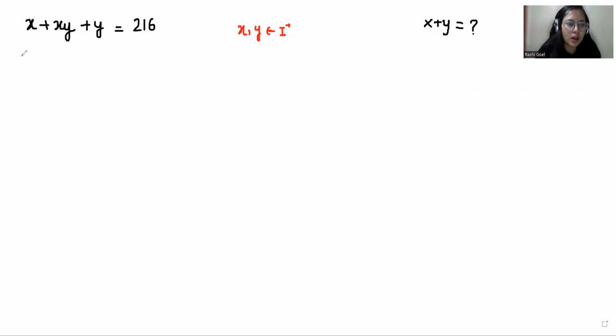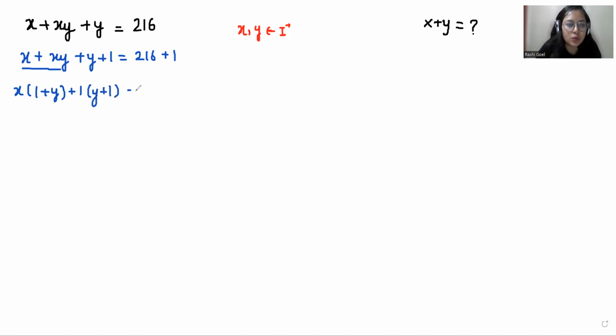So we'll take this. Now I'm going to add 1 to both sides. Now, from these 4 terms, from the first 2 terms I can take x as common, so x times (1 plus y). And again, if I take 1 as common, so y plus 1 equals 217. Now 1 plus y, that is y plus 1, is common. So (x plus 1)(y plus 1) equals 217.